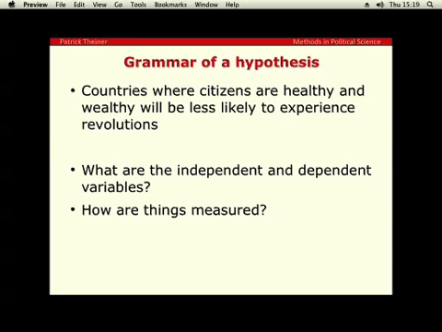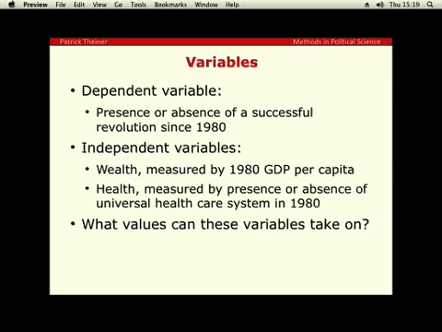How could we measure both sides, right? For healthy and wealthy, we need to come up with a way of measuring these causes, and then for revolutions, we need to come up with a way to measure this outcome. So let's say the dependent variable, remember, the outcome: let's look at a bunch of different countries and see if they've had a successful revolution since 1980, okay? We look at a couple of countries in the world and ask, have they had a revolution or not?